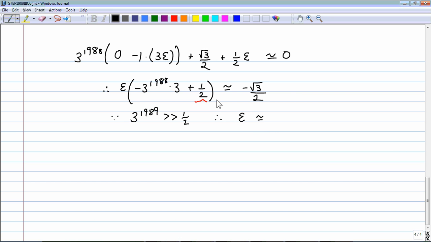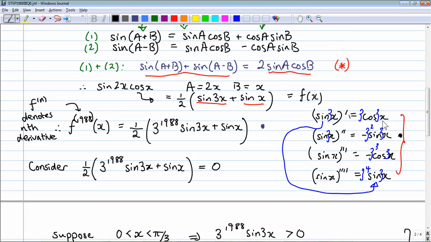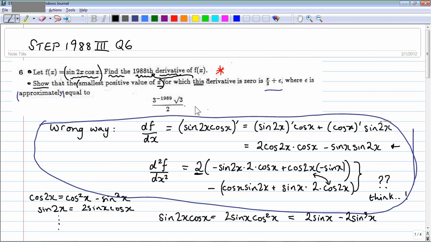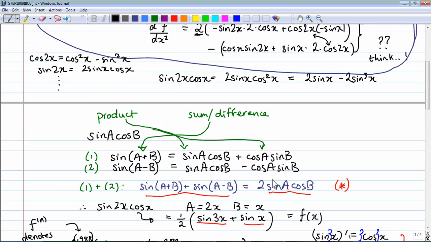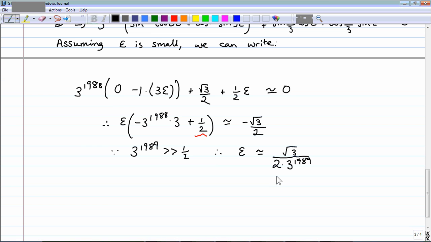So epsilon is approximately, now we have a minus sign cancelling on both sides, so I have root 3 divided by 2 times 3 to the power of 1989. And I believe, I hope, that is the same as the formula that we were given. There it is, root 3 over 2 times 3 to the minus 1989. So that was the required approximate formula for epsilon.